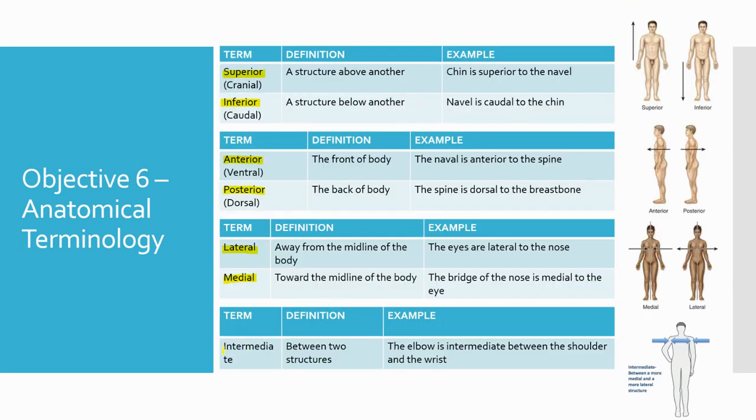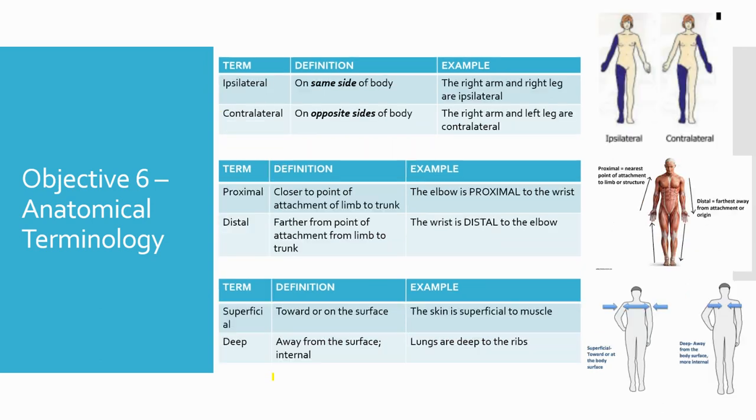And then you have intermediate, which is if something is between two structures. So the elbow is intermediate between the shoulder and the wrist. And so most of them are going to be in pairs. This is one of them that is not.